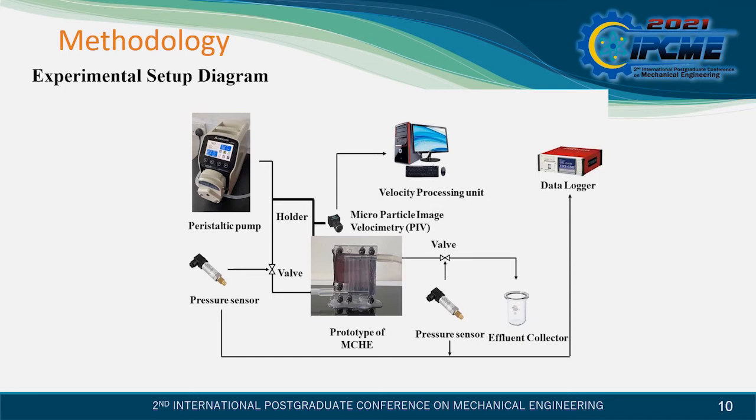And as for the experimental setup, we are using the prototype of the microchannel heat exchanger. Second is the peristaltic pump, which is used to pump the fluid inside the microchannel heat exchanger at different flow rates. And we are using the pressure sensors, which is the manometer, which is used to measure the pressure difference between the inlet and the outlet. And of course, the data logger to record the data.